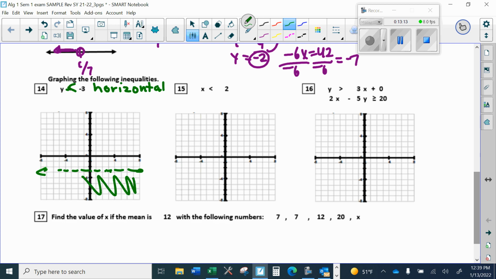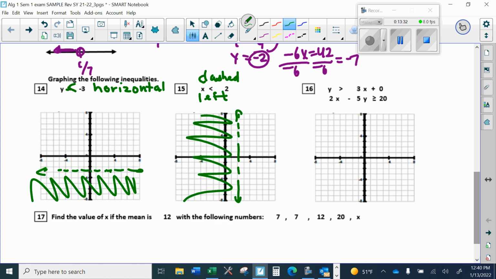Less than is below. X is less than. So that's also going to be dashed. You might want to write the word dashed. Okay, or dotted if you prefer dotted. And less than is to the left. That means you're going to shade to the left. And x equals 2. All the x's are 2 right here on that line. Every x coordinate is 2, and we're shading to the left.